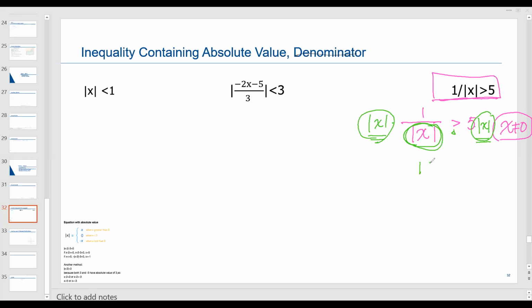So we can switch into this. Again, we divide by 5 now. 5 is a positive number, so the inequality sign does not change. So we can change it into what? Absolute value of x less than 1/5, right? Let me rewrite it here. That would be super easy. Do you see that? So x is less than 1/5 and greater than -1/5.